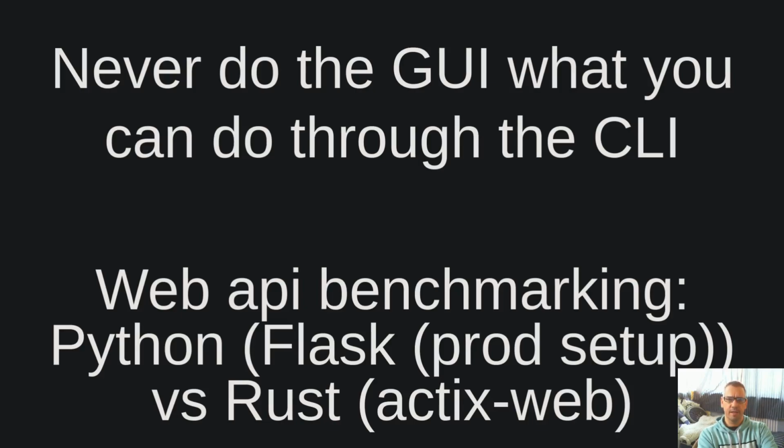I am Vangelis and today you are watching Web API benchmarking Python Flask prod setup with Rust actix-web. In the last video we benchmarked the Python Flask framework, but we used the built-in development server, and this proved to be quite inefficient, and this was pinpointed to me by some Python users. And they are right, this is why I created this prod setup, which I will show you.